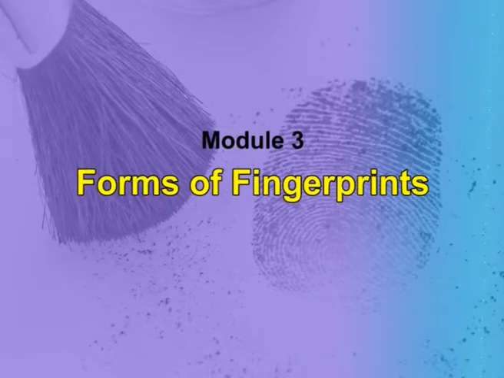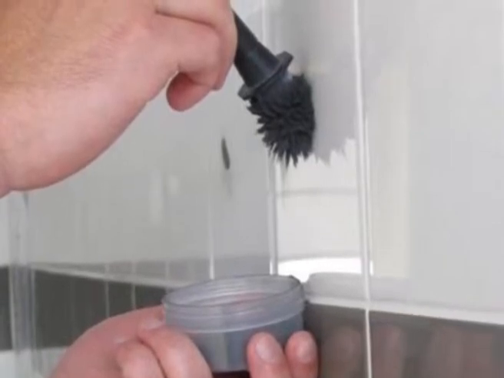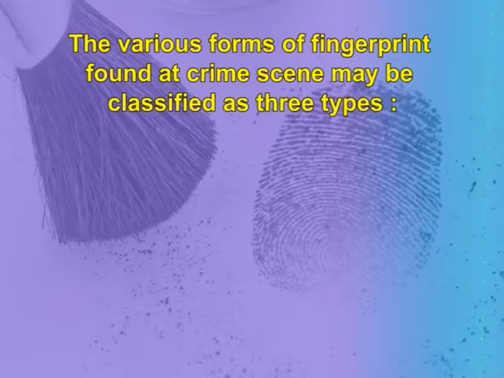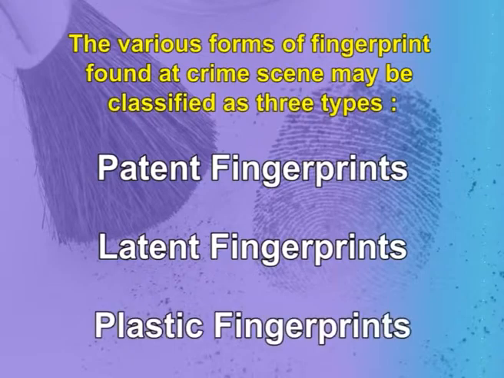Module 3. Forms of fingerprint. Fingerprint or finger marks as evidence is perhaps the most frequently encountered one at the crime scene. The development and identification helps to prove the criminal's presence at the scene of crime. The various forms of fingerprint found at the crime scenes may be classified under the following three types, that is, patent fingerprints, latent fingerprints, and plastic fingerprints. Students, let us try to understand the difference between these.